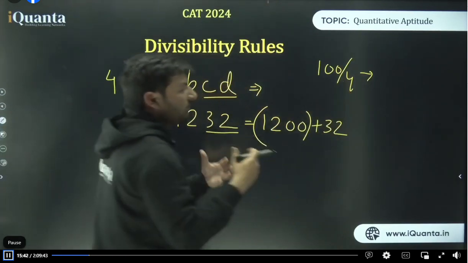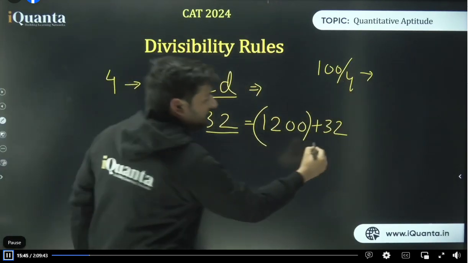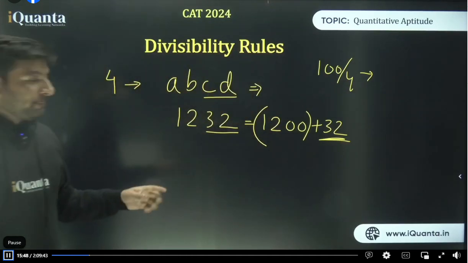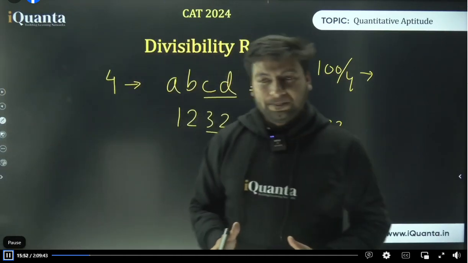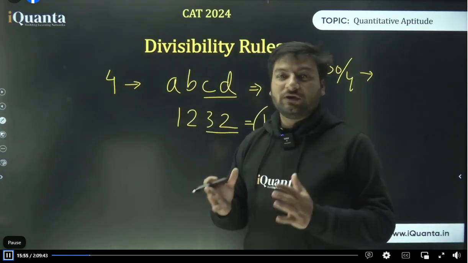100 is always divisible by 4. Any number having 2 zeros in the end is always divisible by 4. That is the reason we are always left with the last 2 digits. So whenever we have any number and we have to check whether it is divisible by 4 or not, you will always check its last 2 digits.